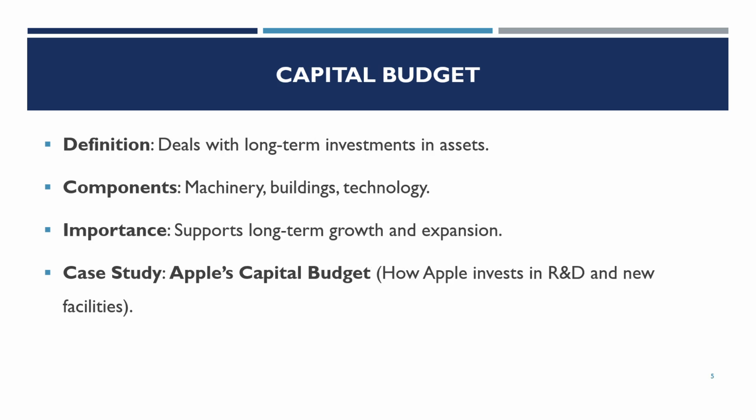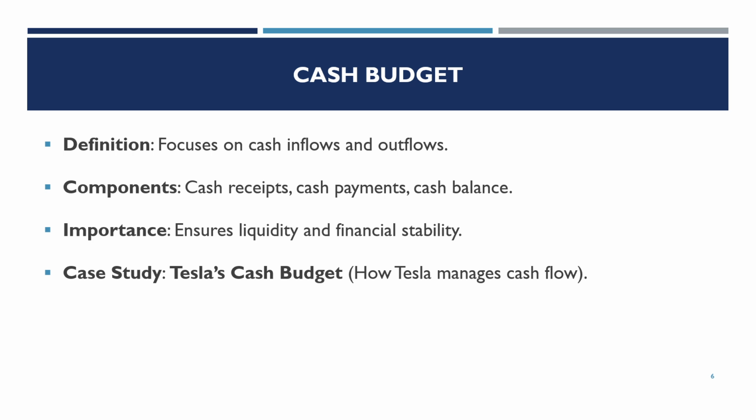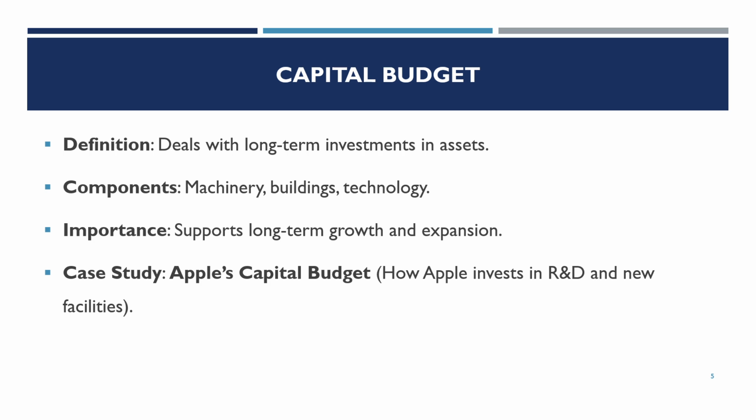Next is capital budget. What is the capital budget? In the business, what you are investing for the long term is called the capital budget. For example, if you are purchasing machinery, or from a structural point of view, buildings, and the technology which you are going to adopt or purchase in terms of software. Such things are long-term investments, and they are called capital budgets.